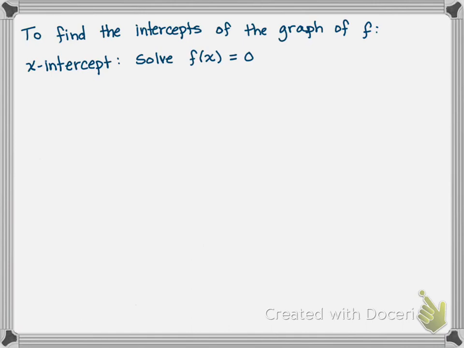So then to find the y-intercept, well, again, the y-intercept exists where the x value is 0, and so I'm going to evaluate the function for an input of 0. So to find my x-intercepts, I'm making my output 0 and solving for my input. To find my y-intercept, I'm making my input 0 and solving for my output. So let's do an example. Find the intercepts.